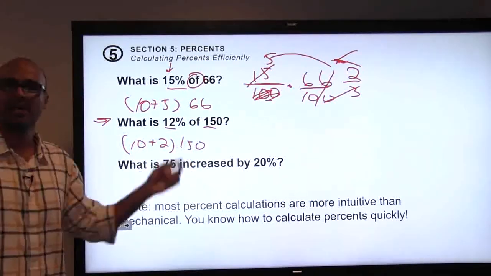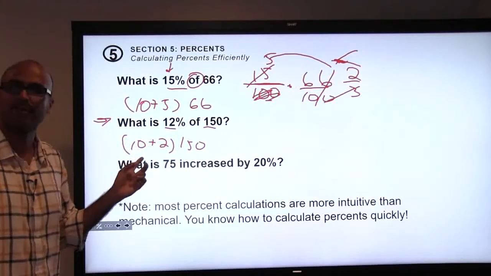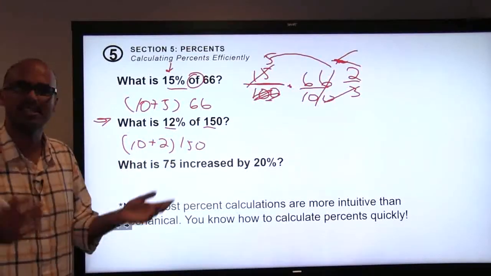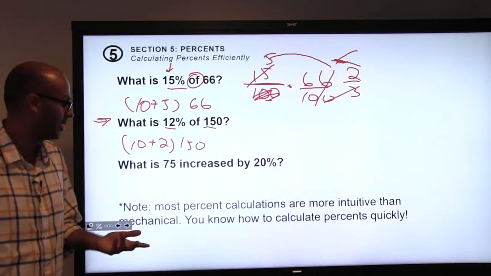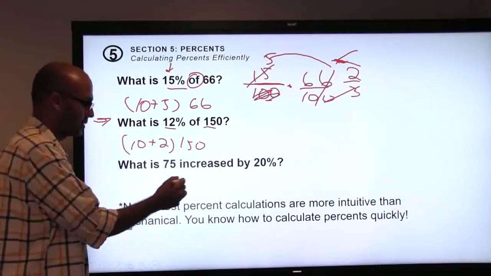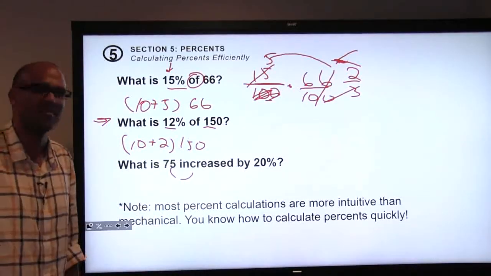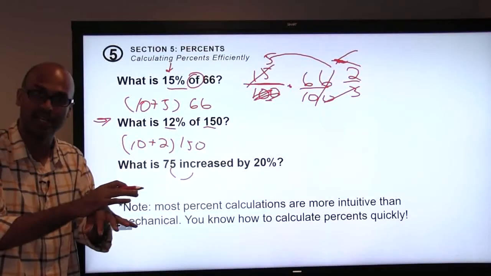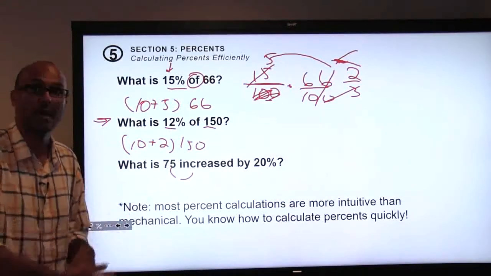It's like, oh yeah, 10% is 15. 2% is a fifth of that, so 3. 15 plus 3 is 18, final answer. 75 increased by 20%. Well, what's 10%? 7.5, double that, you're at 15. 75 plus 15, 90. Push yourself to do mental math, folks.